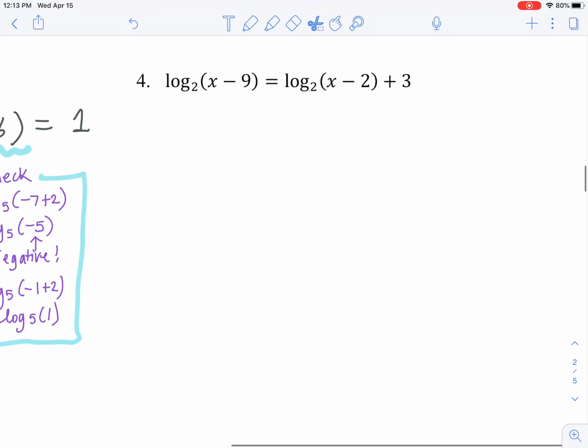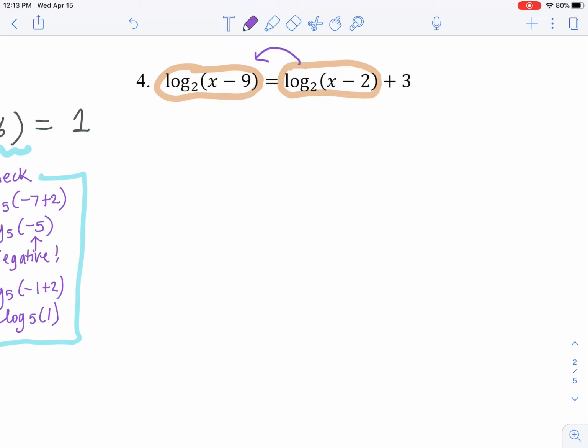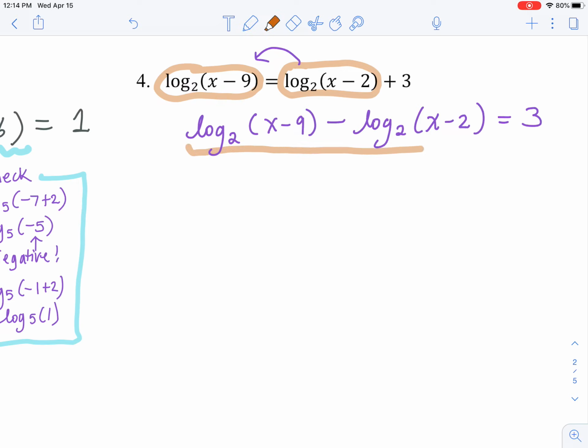All right, the last one, number 4 on page 2. What are we going to do here? Now, what I noticed is that we got a log expression on the left side, log base 2 of x minus 9, and another log expression on the right side. So I need to make sure that all the log expressions are on the same side. So I'll say log base 2 of x minus 9. And this was a positive term over here, right? So you have to subtract log base 2 of x minus 2, and the only thing that's left on the right side is simply 3.